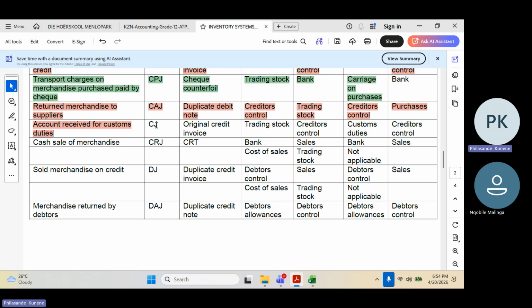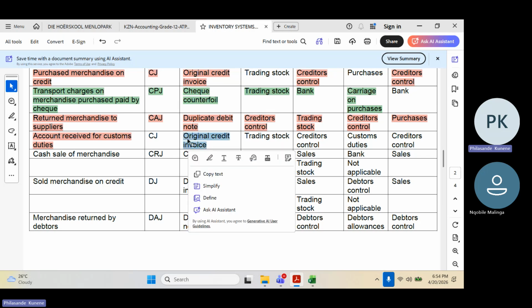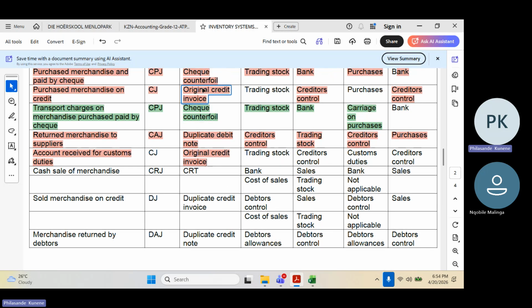This is a creditors journal because we're receiving an account received, which means now we are owing them. So now the original credit invoice is the same as that original credit invoice that you can see there. Then we debit trading stock. Customs duties, we have to capitalize to trading stock, and then we're crediting what? The creditors control, meaning that we are owing those customs duties. We still need to pay them.